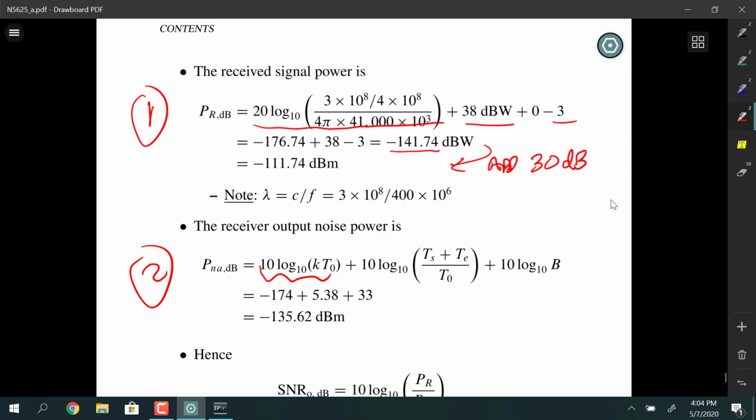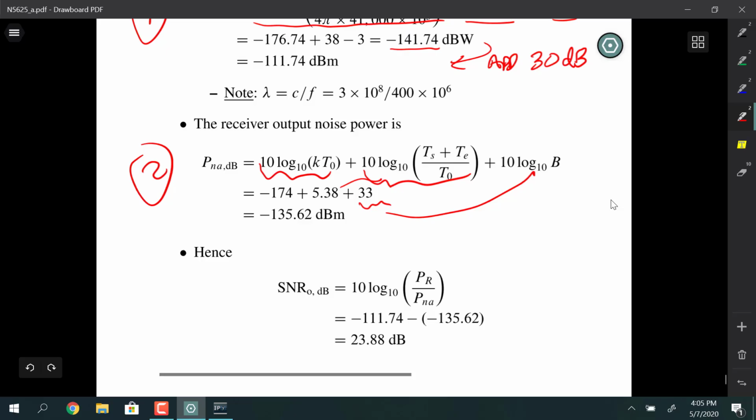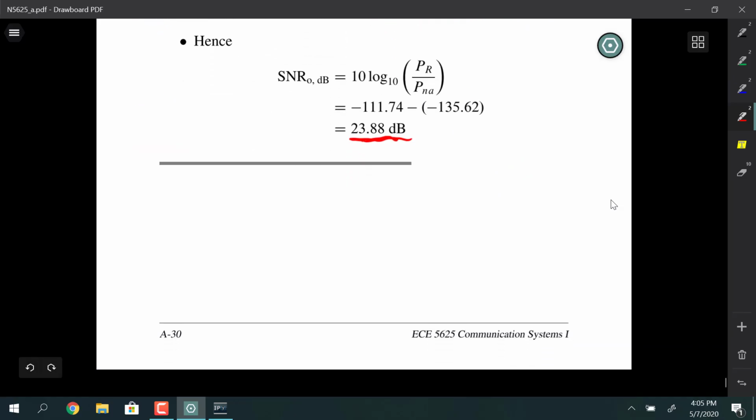Just plugging into that calculation type that we did earlier, we have the minus 174 dBm per hertz, which fits in there. We have the ratio of temperatures, and then we have what the bandwidth brings in. The wider the bandwidth, the more noise we collect. So minus 135.62 dBm, and then subtract that from minus 111.74 dBm of signal power, and we're going to come out positive because we have more signal power than we do noise power. So we're at 23.88 dB, which is good.